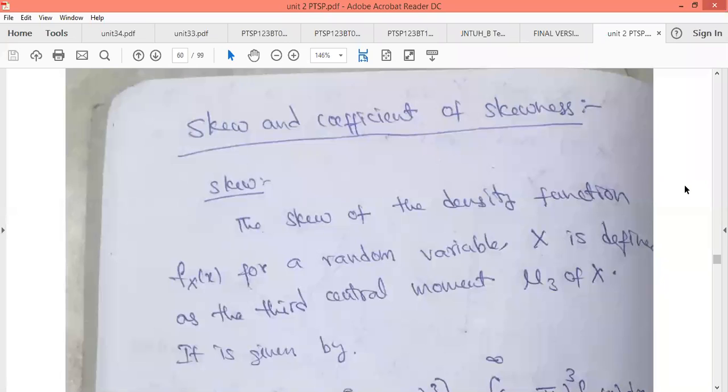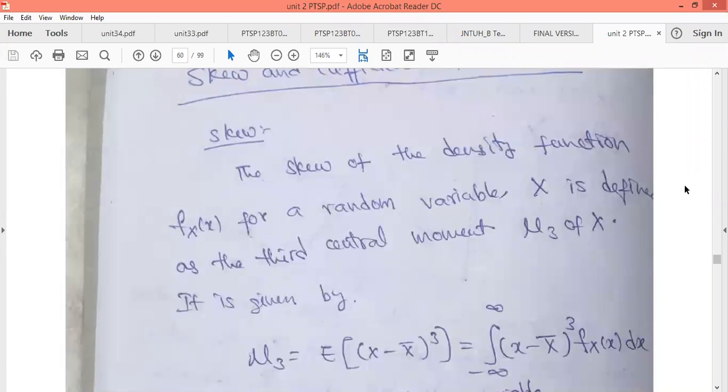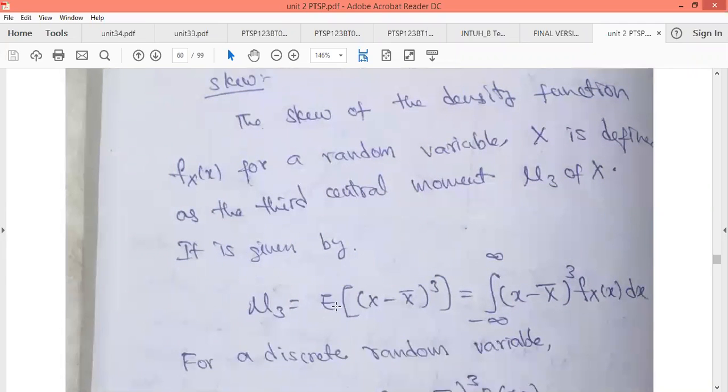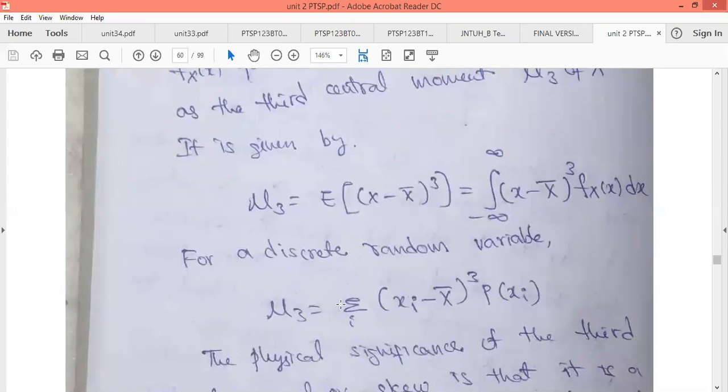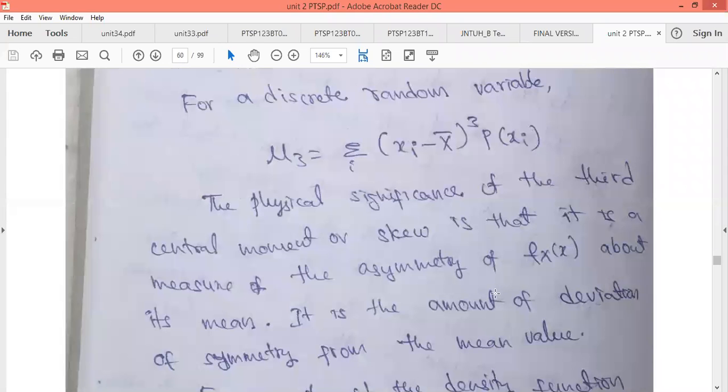Skew and coefficient of skewness. So the skew of a density function fx of x for a random variable x is the third central moment mu3. The third central moment is called skew. Mu3 is equal to the expected value of (x minus x bar) whole cube. Now we are using the formula, the integral from minus infinity to plus infinity of (x minus x bar) whole cube fx of x dx. Okay. Similarly, for a discrete random variable, mu3 is equal to the summation of (xi minus x bar) whole cube p of xi. So this is the formula for finding skew.